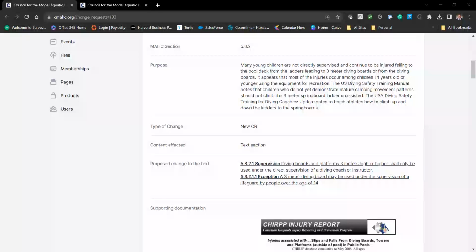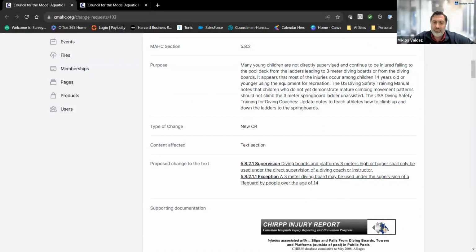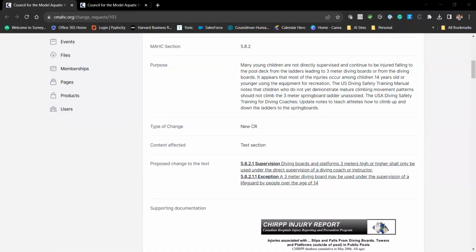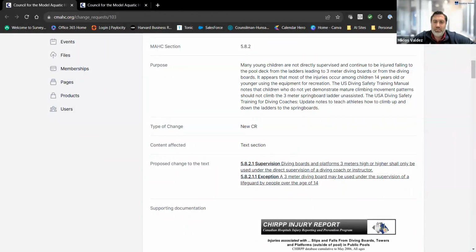Yeah, we already require lifeguard supervision. And if facilities want to have more strict rules, they could do that. Yeah, I think putting an age in there limits liability for the facility, where if you put an age in there and someone has an incident and they're under that age, the facility says it's not our fault.